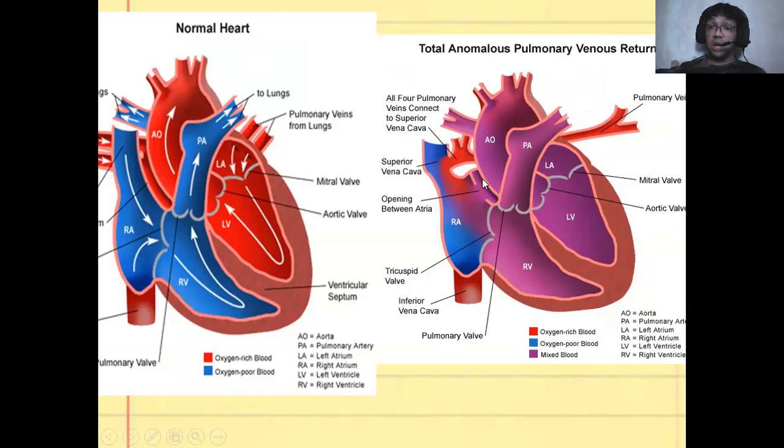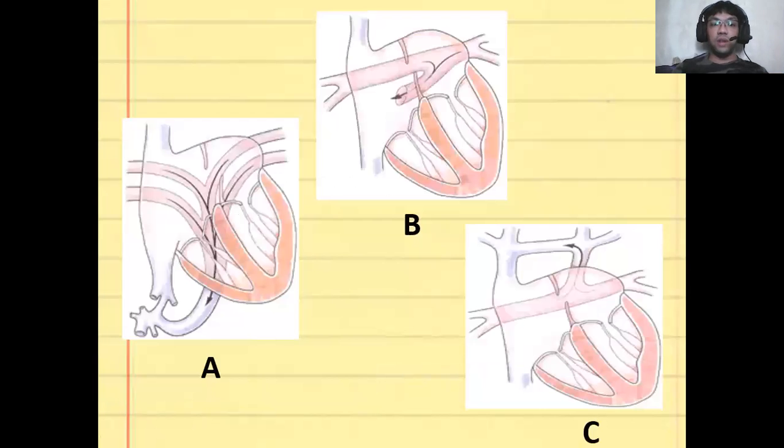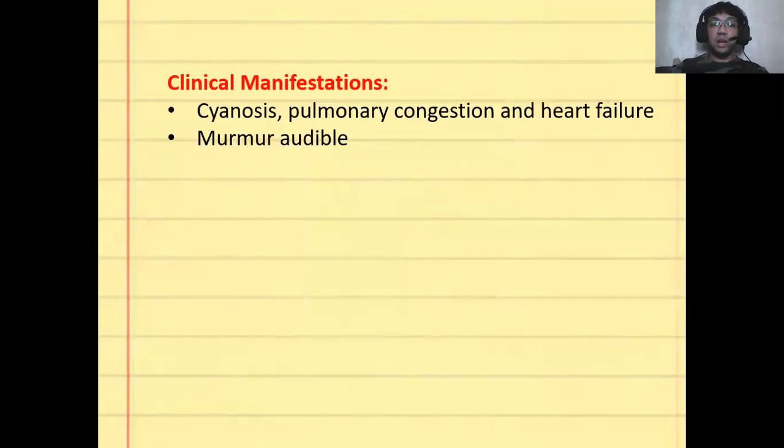So is the child oxygenated with blood? There's again a mixture of oxygenated and unoxygenated blood happening here, since it doesn't go back properly to the left atrium. It was redirected into the right atrium instead of the left atrium. So there are several types of defects here related to this. So clinical manifestations, we have cyanosis, pulmonary congestion, and heart failure. Murmur is also audible.